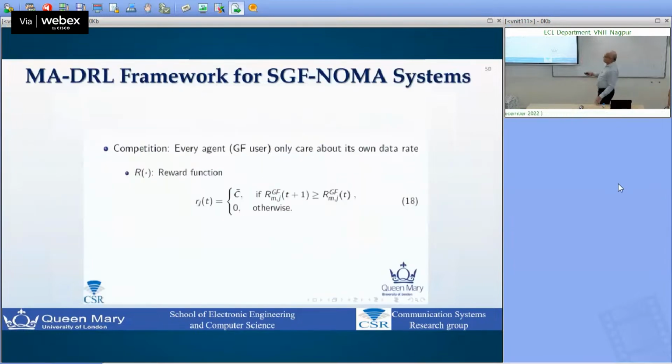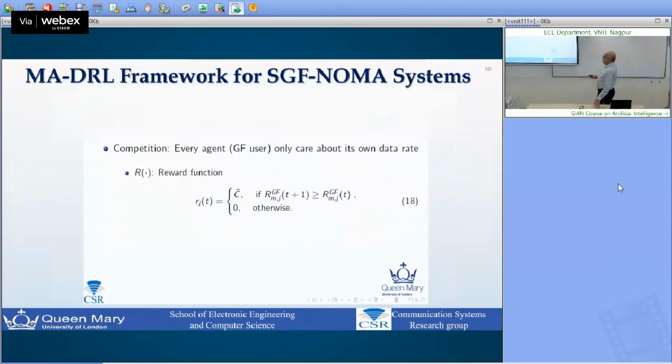Now here we are going to have competitive deep reinforcement learning. One is cooperative, the other is competitive. Cooperative means all users have to achieve their goal, and only then will the reward be given. If it is competitive, they are greedy. Every device wants to achieve its own rate and does not care about the others.